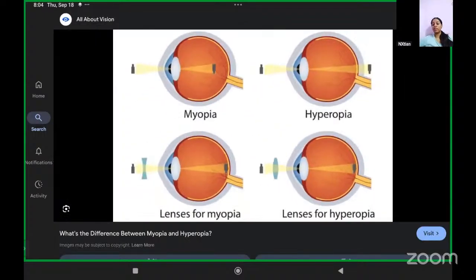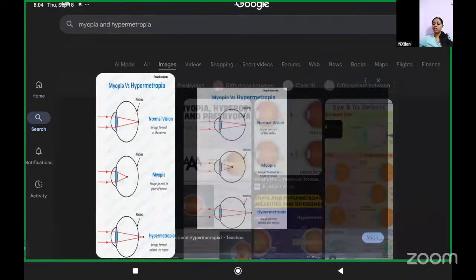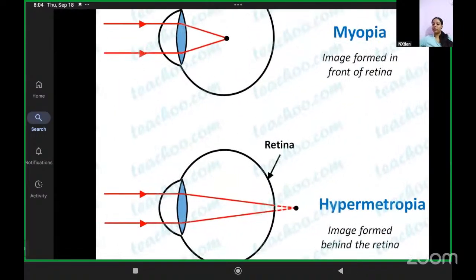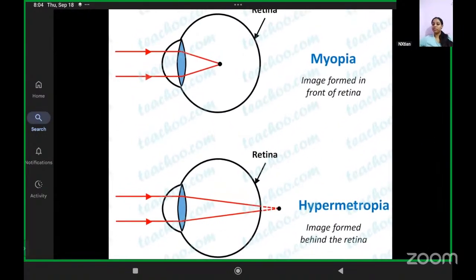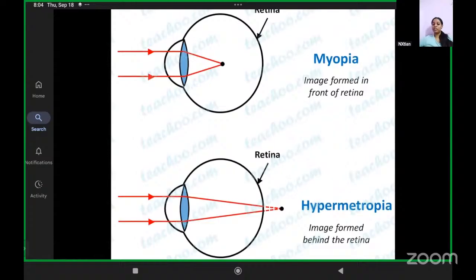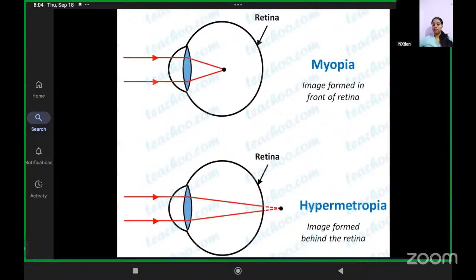Okay. Can you draw the diagrams of myopia and hypermetropia? You can do these easy ones.